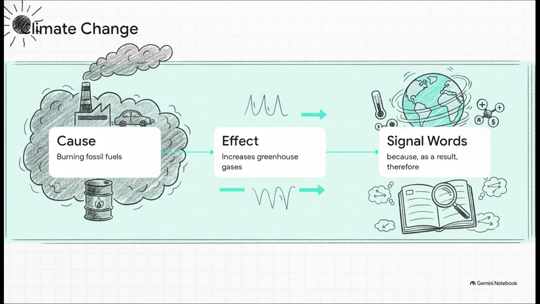If you're reading along and you see words like because, as a result, or therefore, you are absolutely looking at a cause and effect structure. Definitely make sure you jot those signal words down for your homework because they are going to be your best friends when analyzing difficult texts.